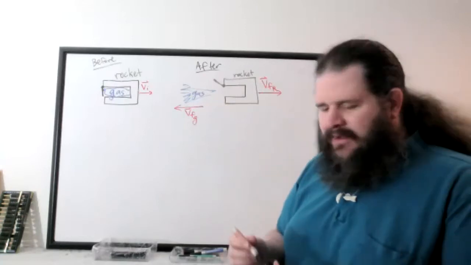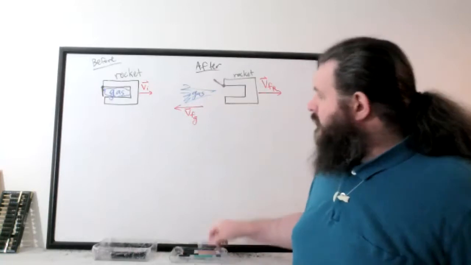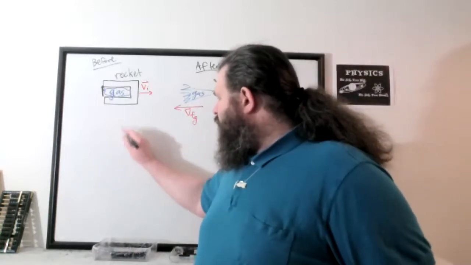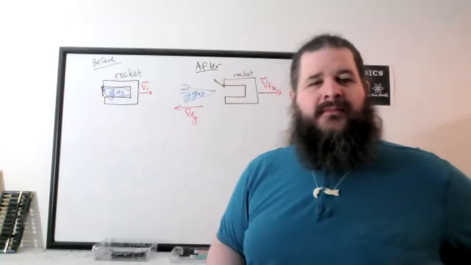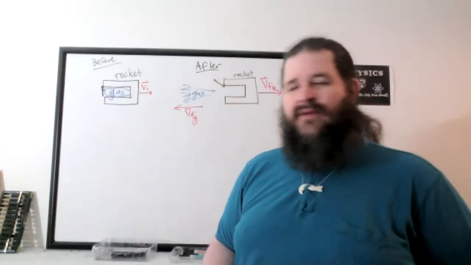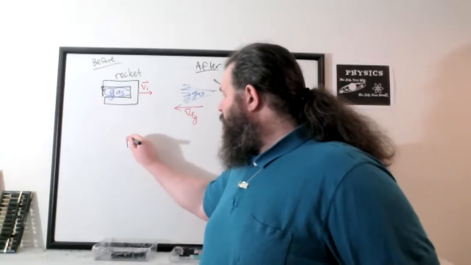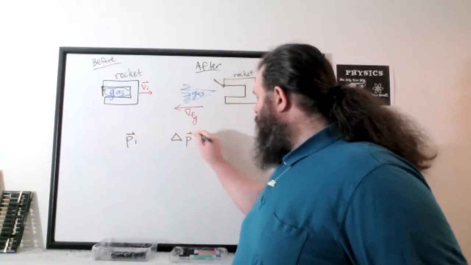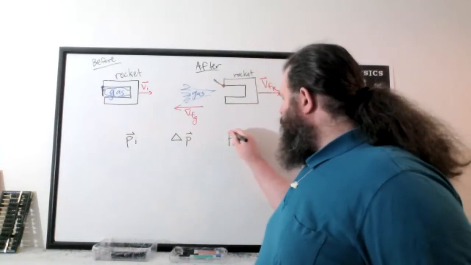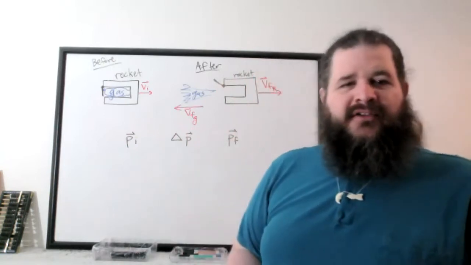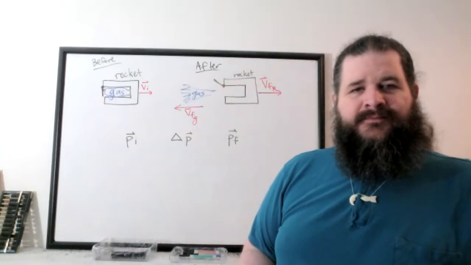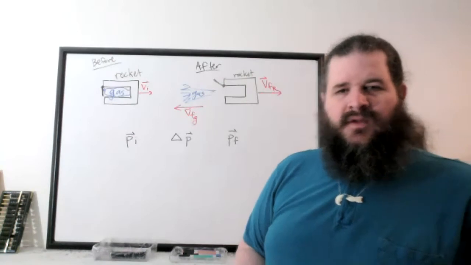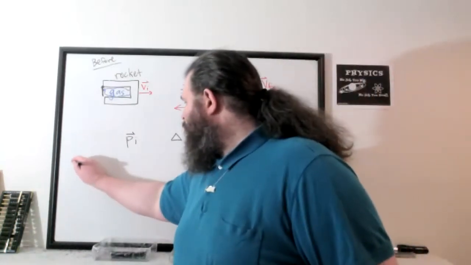So let's see if we can analyze that using this idea of a momentum chart. The idea is we're going to be considering as columns the initial momentum, change in momentum, and final momentum of every object in the system. Initial momentum, change in momentum, and final momentum. And what are the objects in the system we need to consider here? Yeah, the rocket and the gas.